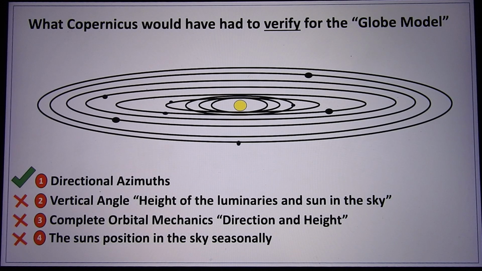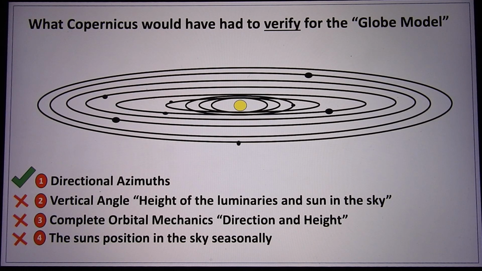The height of the luminaries, especially the sun in the sky, it's too high in the northern hemisphere in the summer sun season. So that's a huge problem, especially around the summer solstice. There's quite a great difference there, and that's a huge problem. So vertical angle fails. What that does is it causes failure in the orbital mechanics. In other words, the orbital mechanics fails because you have to have direction and height both work, and they don't.